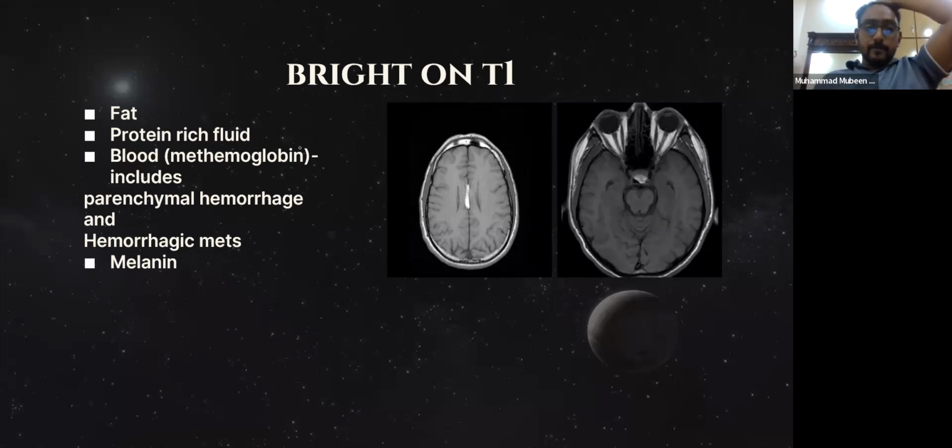Most important of these is fat. Then there are protein-rich fluid and blood in a special stage. When blood decomposes, it gives different signals in different stages. Whenever you see a report of an MRI brain stating a hematoma, it will always have a prefix of hyperacute, acute, early subacute, late subacute, or chronic hemorrhage, because on MRI we can classify the hemorrhage depending upon its appearance. The part where methemoglobin is present, we will see bright T1 signals. On the right, you can see a midline pericallosal lipoma, which is appearing bright on T1 weighted images.